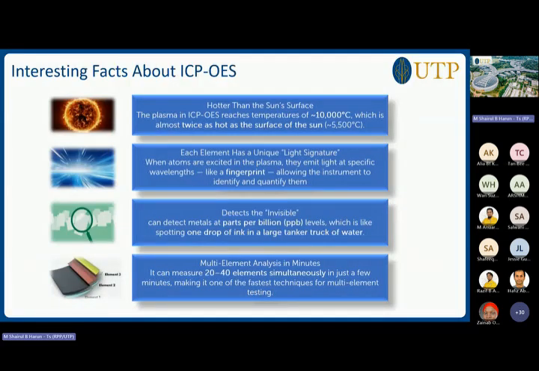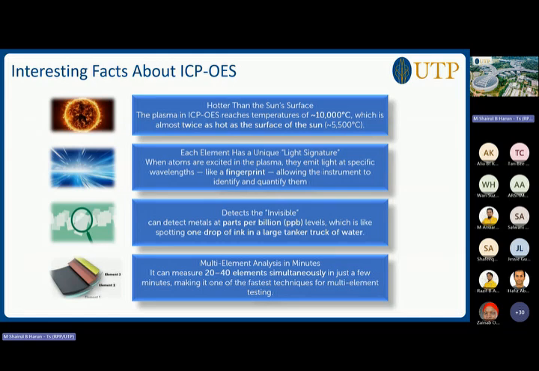We move to the interesting facts about ICP-OES. Hotter than the sun's surface, the plasma in ICP-OES reaches temperatures of almost 10,000 degrees C, which is almost twice as hot as the surface of the sun, approximately 5,500 degrees C.